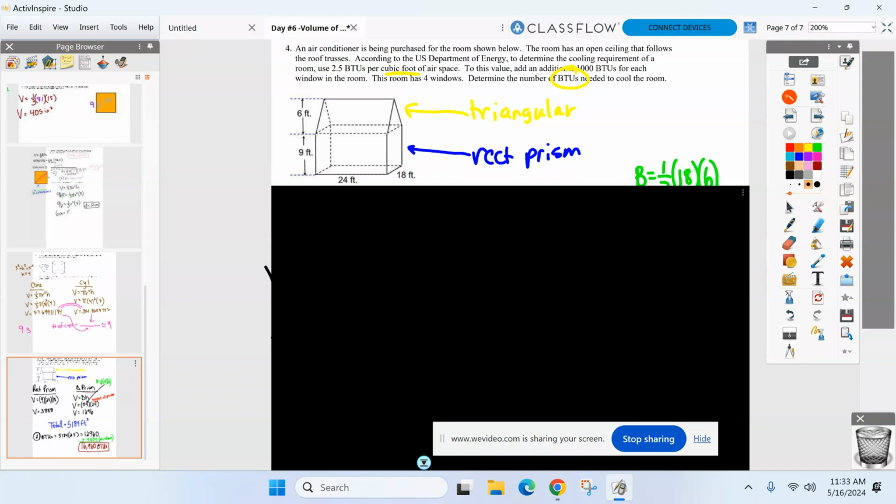You have to use 2.5. If you're unsure, set up a proportion. 1 cubic foot equals 2.5 BTUs. So that's the one. Just like find the volume of this. Find the volume. Finding volume. So you just add these.